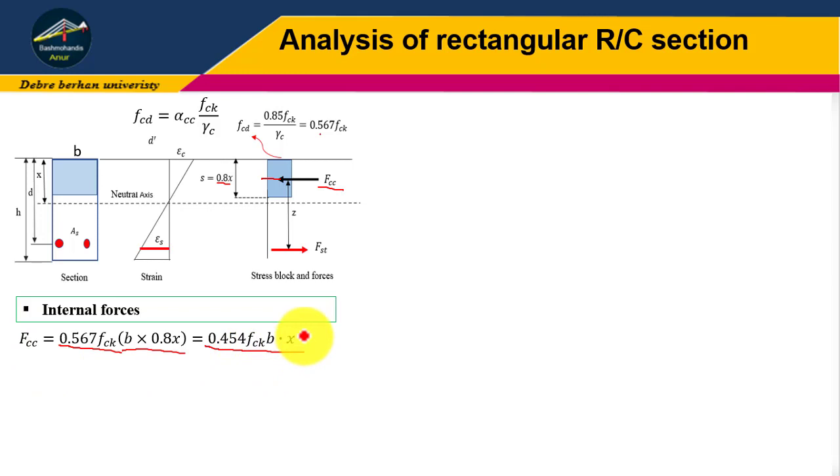Substituting the values gives 0.454 FCK x. This is the force. We have calculated the internal force due to the concrete. Well, what next? The internal force due to steel.